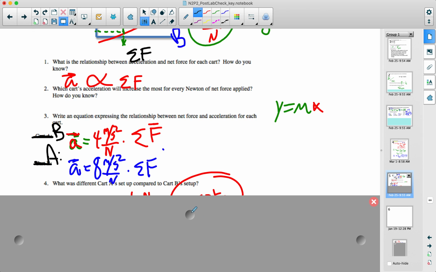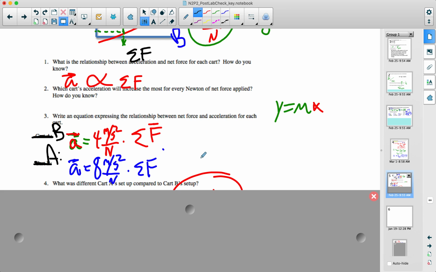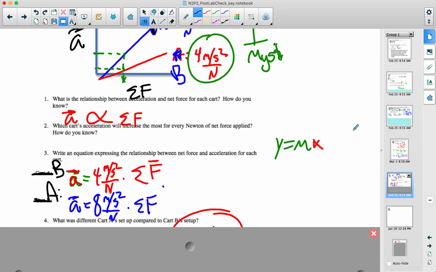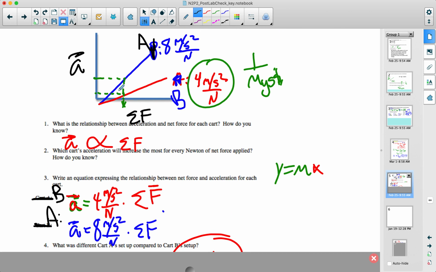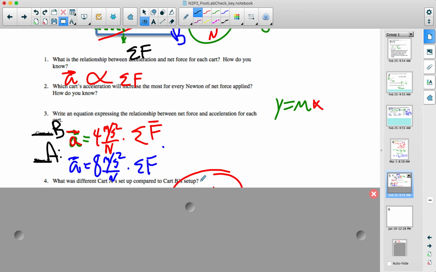Next up, it says, what was different about cart A's setup compared to cart B? In other words, why did the line that represented cart A's setup have twice as big of a slope as cart B? So think about that. What would that mean? Why would cart A, which has a steeper slope, have a greater acceleration even though we pushed equally hard or pulled equally hard on it?